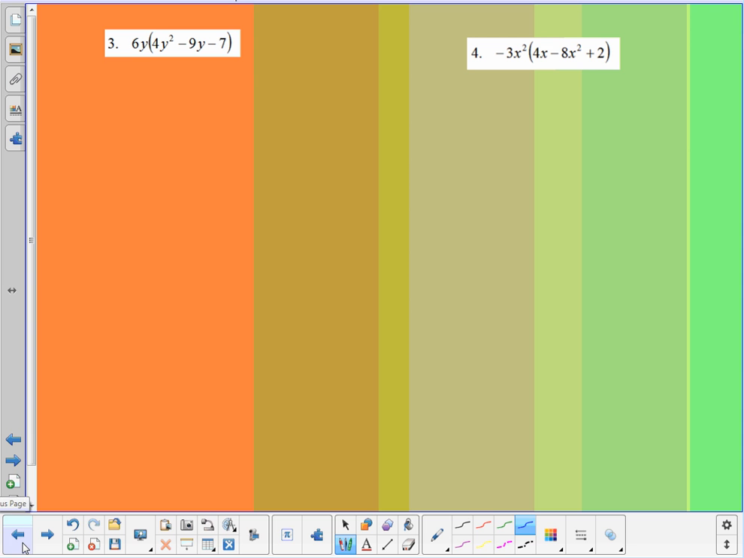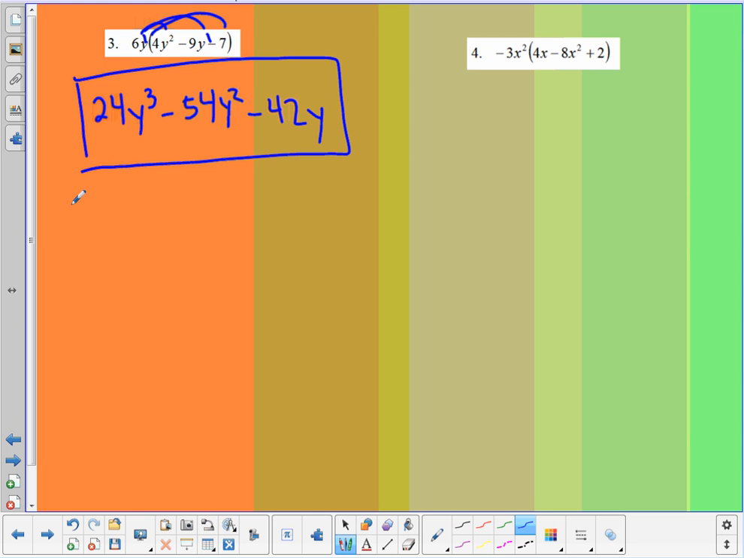In number 3, I have 6y outside being multiplied by 4y squared minus 9y minus 7. So 6 times 4 gives me 24. Y to the first times y squared is y to the third. Middle term, 6 times negative 9 is negative 54. Y times y is y squared. Last term, 6y times negative 7 is negative 42y. Those are all different terms. I can't combine them because they have different powers. Their powers go 3, 2, 1, which is descending order. That's standard form. Let's take a look at number 4.